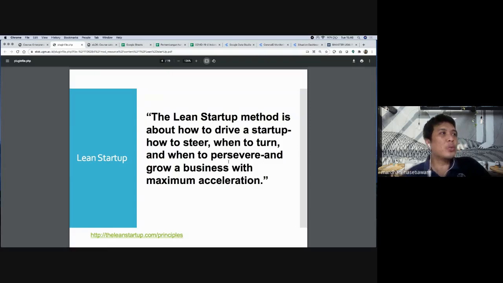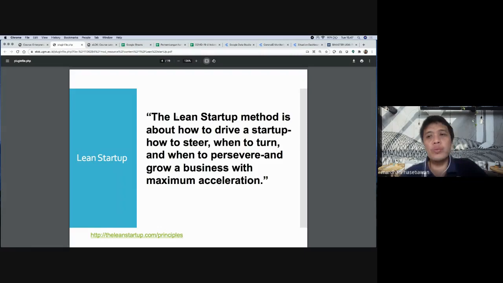So the conclusion about the Lean Startup at this stage is that you need to know that Lean Startup is a method. A method is good to implement in some situations and conditions. We cannot use the Lean Startup for every condition, so it would be the wrong method to do that. It means when we do the Lean Startup, we need to consider the current condition, and when you see that the condition matches the Lean Startup, then we can do it.